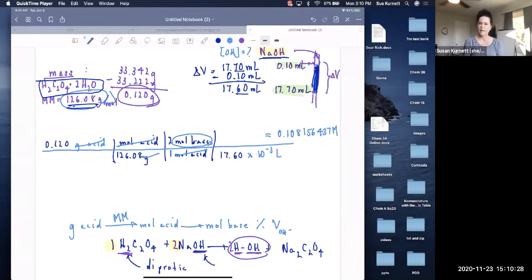So my calculator gives me a lot of digits, and I want to keep track of all those digits. Eventually I would round my sig figs to 3, and it would be 3 because when I subtracted my masses, I ended up with 3 sig figs for the mass of acid. And my other piece of data is 4 sig figs for the change in volume of base. So the answer should have 3 sig figs, but I'm not going to round because I don't want to introduce rounding error. And that has been a big problem for some students in this lab.